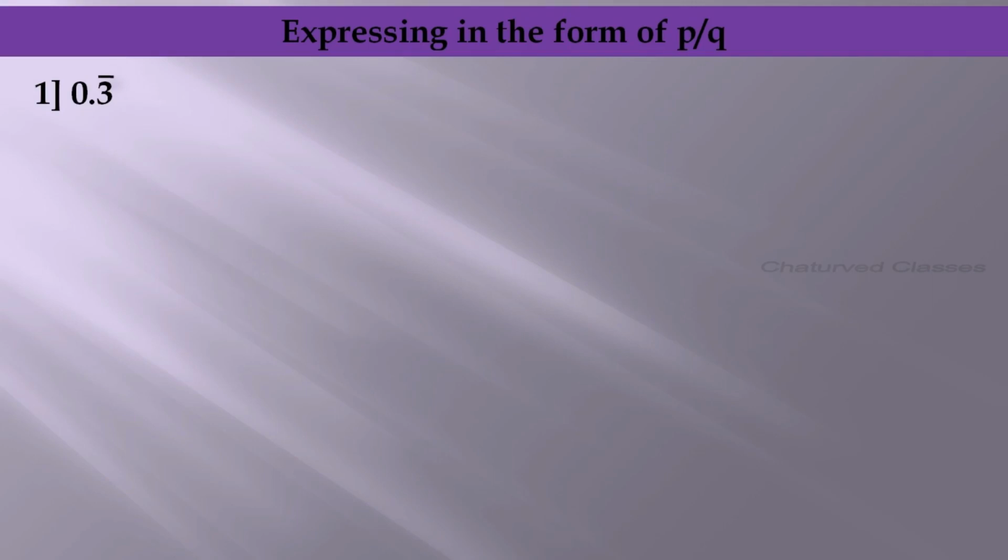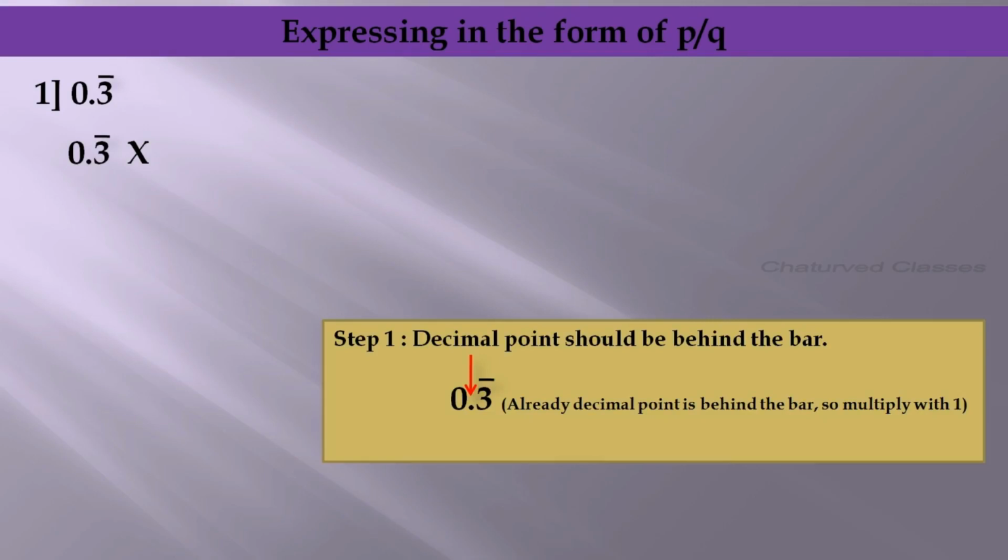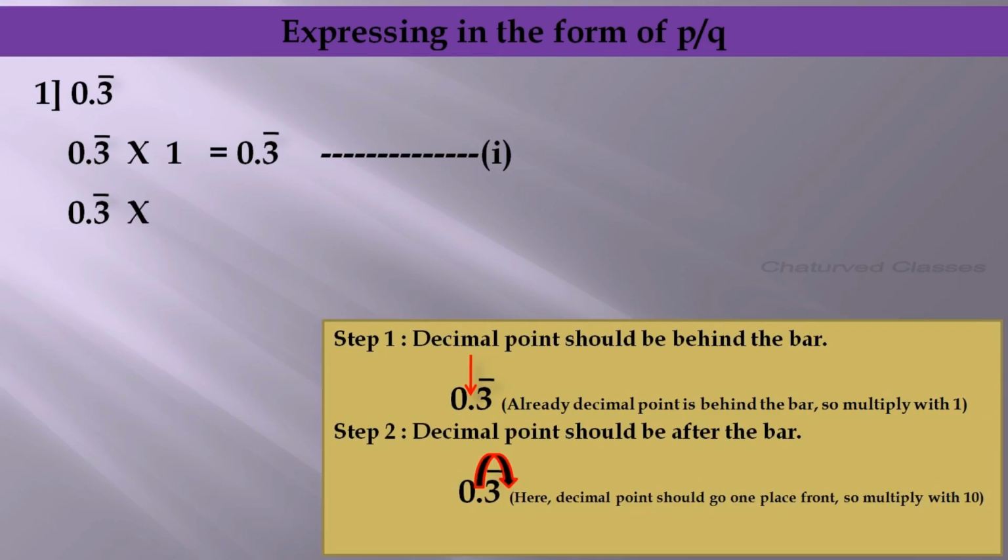Here example 1 is 0.3 bar. So let us express it in the form of p by q. In the first step, the decimal point should be behind the bar. Already the decimal point is behind the bar, so multiply with 1. When you multiply with 1, you get 0.3 bar, and we'll call it equation 1. In step 2, the decimal point should be after the bar. Here the decimal point should go one place front, so multiply with 10. When you multiply by 10, you get 3.3 bar and call it equation number 2.